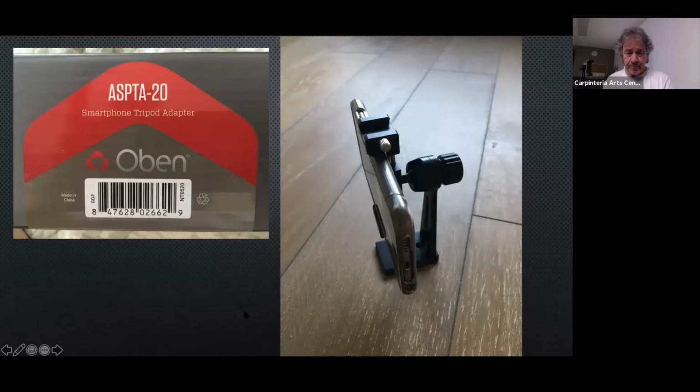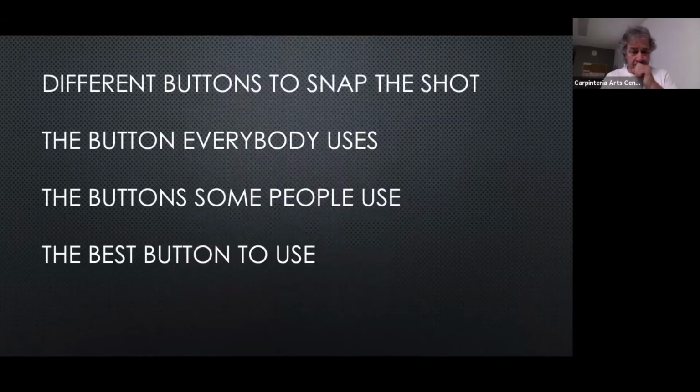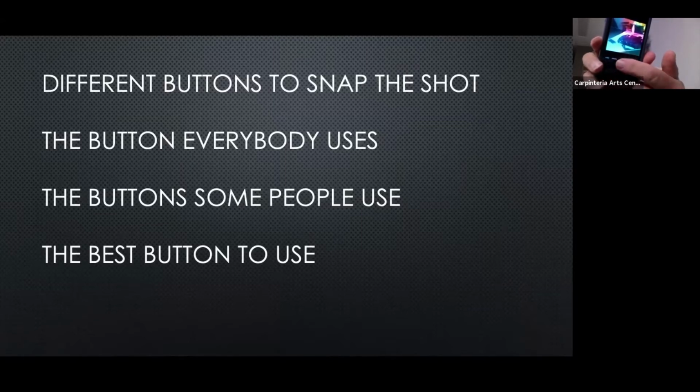Okay, so example of a shot on a tripod. You could do this hand holding it, but it's better odds of getting a sharper shot all the way through the image if you use some kind of little tripod attachment. Excuse me. So let's talk about the different buttons to snap the shot. The button that everybody uses is that guy right there. That's the one right on the front there. So, boom, I just took a picture. Boom, I just took a picture.